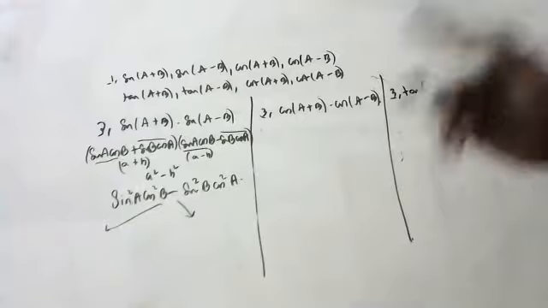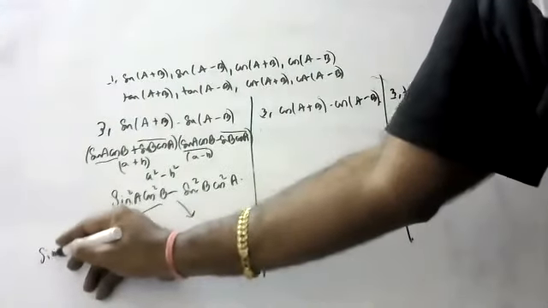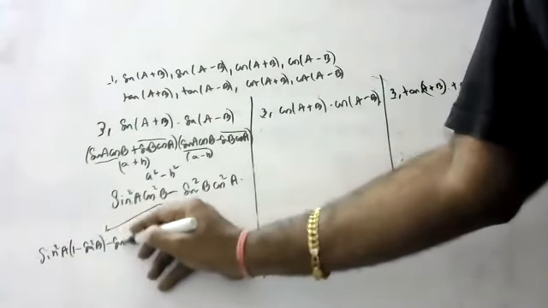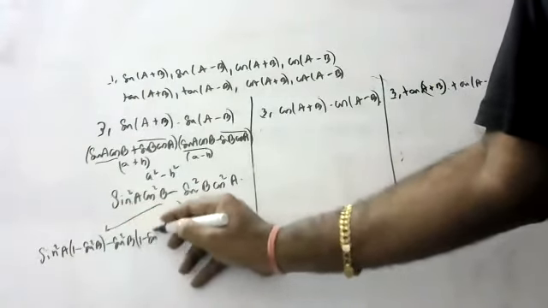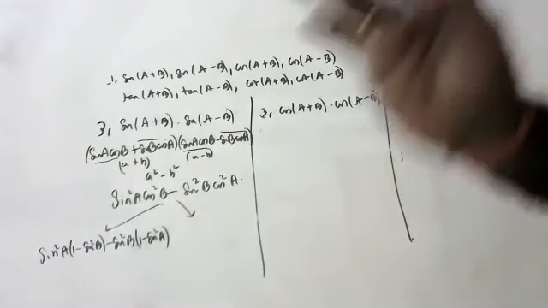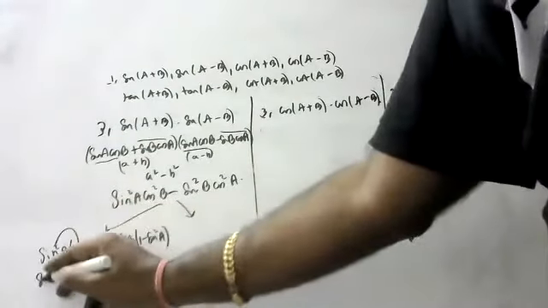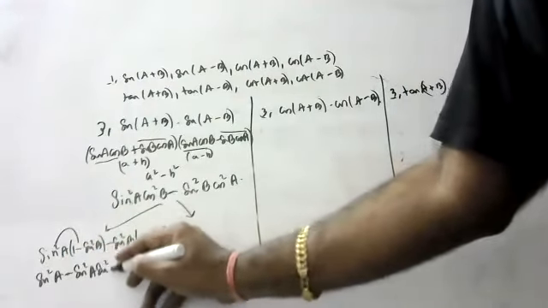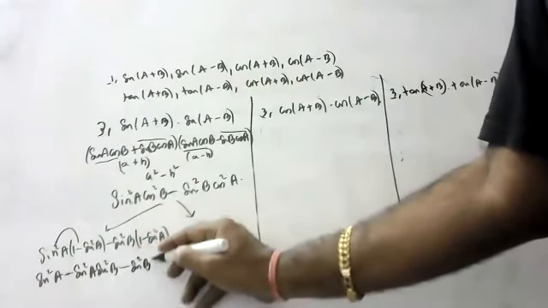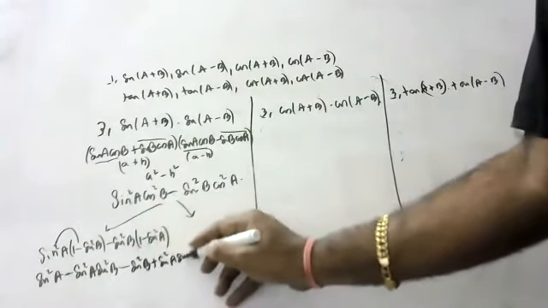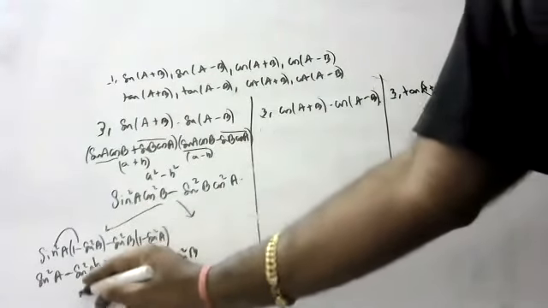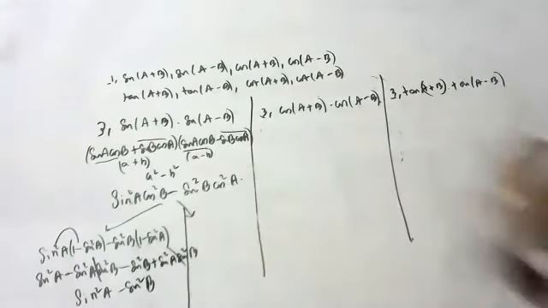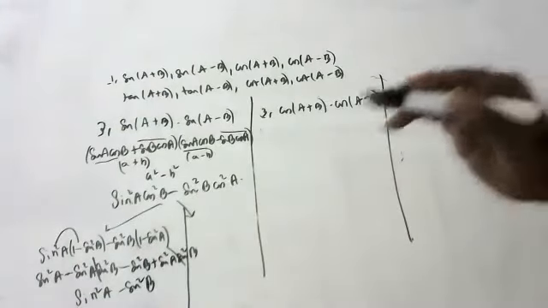First, I want only in sine, children. Cos square A is 1 minus sin square A, so sin square A into (1 minus sin square B) minus sin square B into (1 minus sin square A). I want the answer only in sine square, children. So this into this is how much? Sin square A minus sin square A sin square B minus sin square B plus sin square A sin square B. This cancels. So the answer is sin square A minus sin square B.